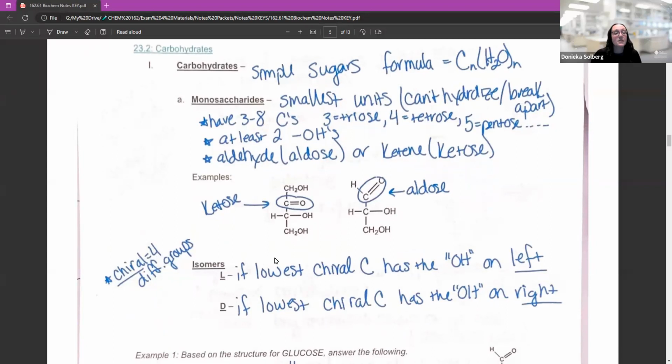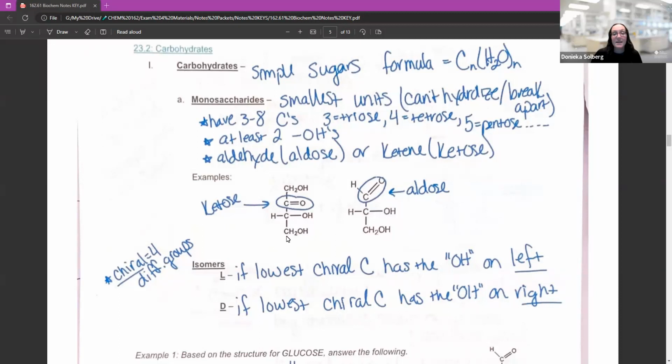So since that is the case, and we have chiral carbons, we need to be able to differentiate between ones that are chiral in one way and ones that are chiral in the other way. So this is how we tell the difference. So our 2 isomers, or optical isomers, right, because of chirality, are either L or D. So what you look for is if the lowest chiral carbon has the OH, or that alcohol group, on the left, it is an L isomer. So let's look at these guys. Okay, the lowest chiral carbon. So I'm going to start at the bottom.